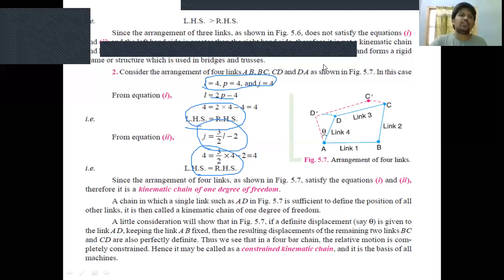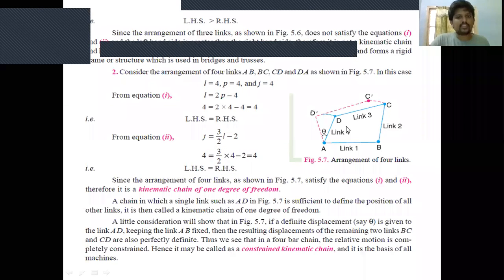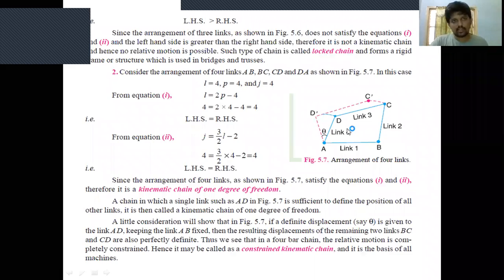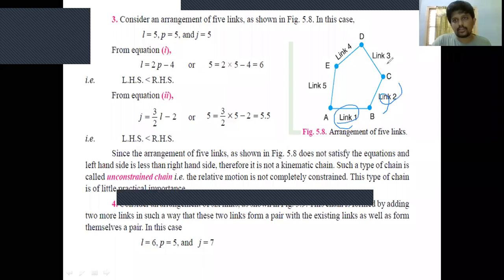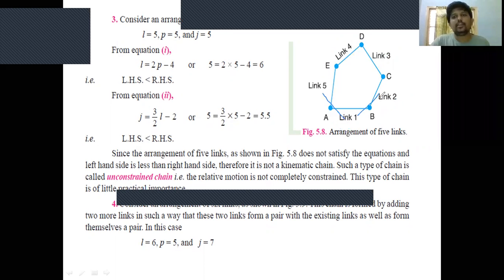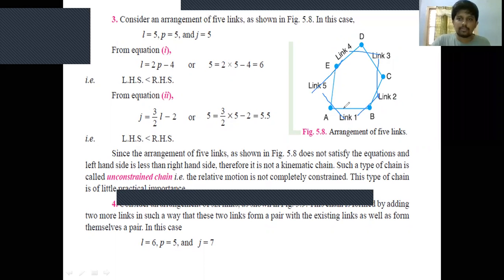Second case. In the first case, we got LHS is greater than RHS. The second case, we got LHS equal to RHS. Now we'll go to the third one. You have a 5-link mechanism. Link 1, link 2, link 3, link 4. AB is a link, BC, CD, DE, EA are links. The same way, we have 5 pairs: 1, 2, 3, 4, 5. Those are 5 pairs, so 5 joints. A is a joint, B is a joint, C is a joint, D is a joint, and E is a joint. So 5 links, 5 pairs, and 5 joints.